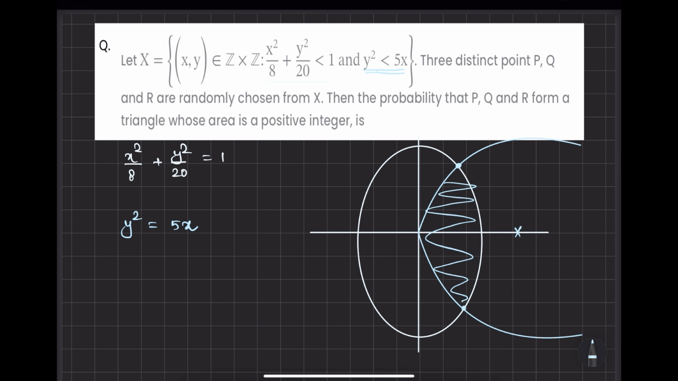Okay, now look at the question. First we have to find out the point of intersection. So in place of y square I will be substituting 5x. So we have x square by 8 plus 5x by 20 equals 1.